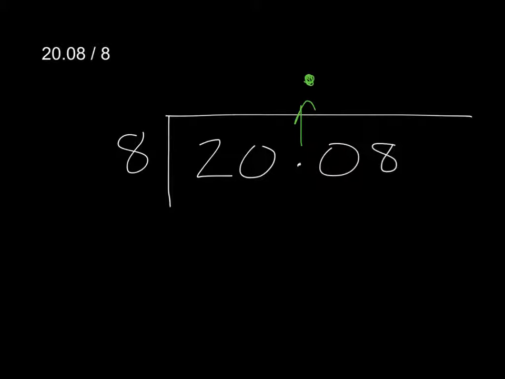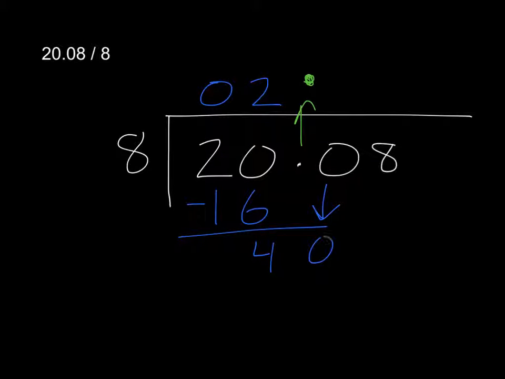Okay, and I'm skipping straight to this. I would have a 0 here initially. Okay, but I do know 8 goes into 20 twice, which gives you 16, with 4 ones left over. And then we will bring down our 0 tenths for a total of 40 tenths. Okay? 8 goes into 40 tenths 5 times. And 40 minus 40 tenths is 0.